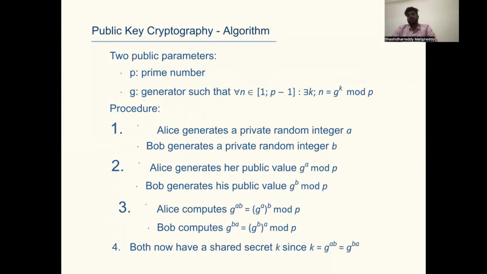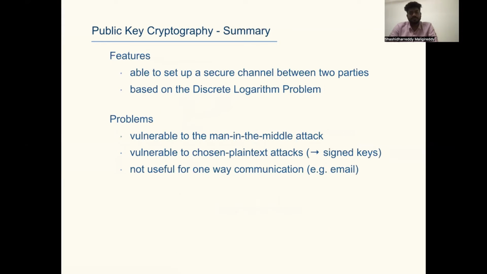For this algorithm, we mainly need public parameters: p is a prime number and g is a generator. Public key cryptography is able to set up secure channels between two parties, as discussed before. It is based on the discrete logarithm problem.